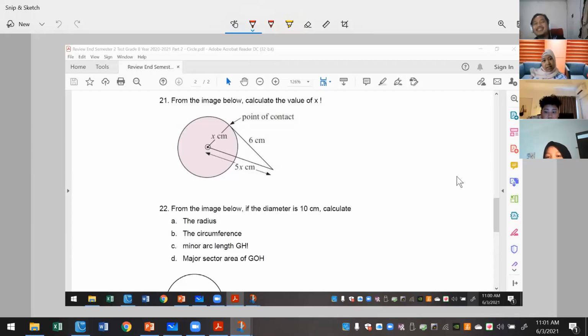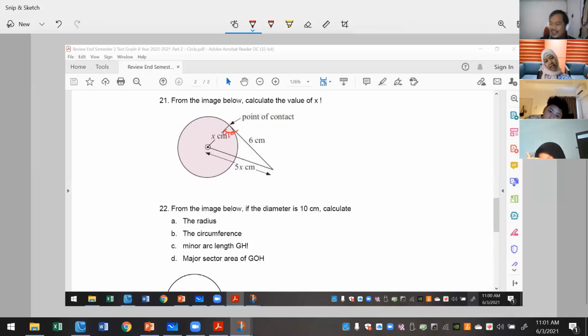Come on guys, why do you think? Yes, Ciara. Because it's a right angle triangle. Yeah, why is it a right angle triangle? Why do you think it's a right angle triangle? That's the question. Because there is a 90-degree angle. Yeah, how do you know that it is 90 degrees?